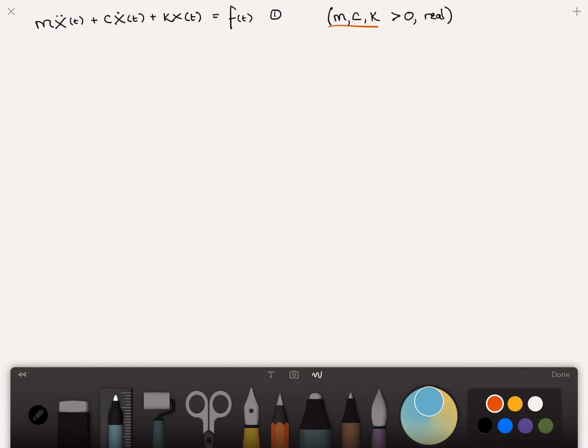The form of the equation that we deal with in these problems is mx double dot of t plus cx dot of t plus kx of t is equal to some general function of time f of t. We'll call that equation 1. I should also mention that m, c, and k are all positive, and they're real. In fact, let me underline that in red just to make the point.